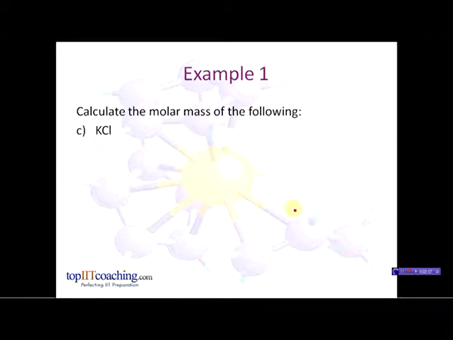The next example is potassium chloride. As you can see in the formula, 1 atom of potassium and 1 atom of chlorine are present. The atomic mass of potassium is 39, and the atomic mass of chlorine is 35.5. On adding these, we get 74.5 grams, which is the molar mass of potassium chloride.